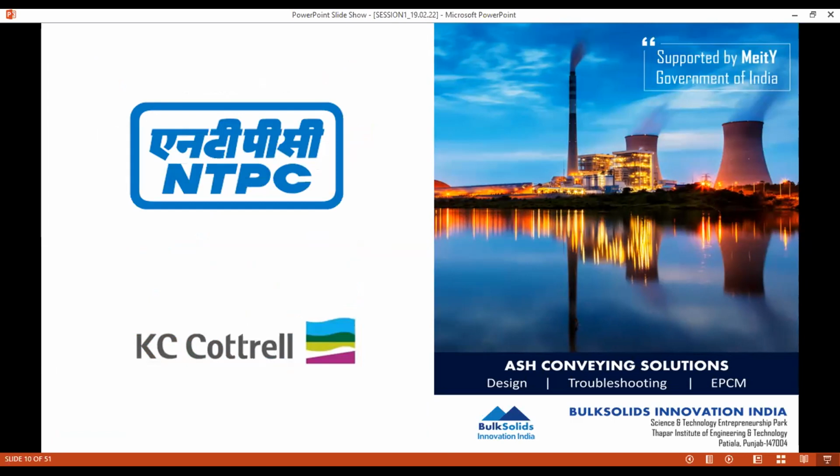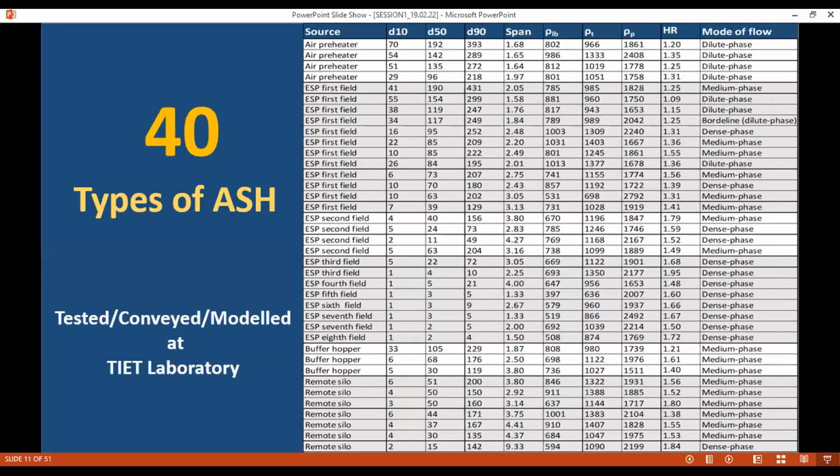We have recently completed one project for one of the NTPC plants, and last year we did one project for KC Cottrell. I'll come to that later. One of the things we have done in the last 3 to 4 years is that we have conveyed 40 types of fly ash in pressure as well as vacuum conveying.